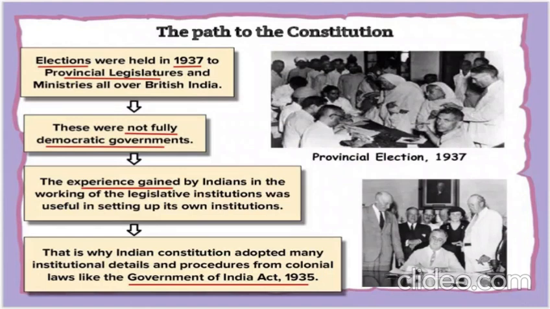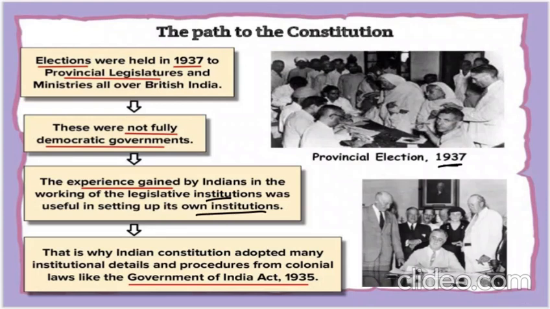So, elections were held in 1937 to provincial legislatures and ministries all over British India. Okay, so in 1937, provincial elections took place, correct? Now, these were not democratic governments. It was partial, you can say. The experience gained by Indians in the working of legislative institutions was useful in setting up their own institutions.